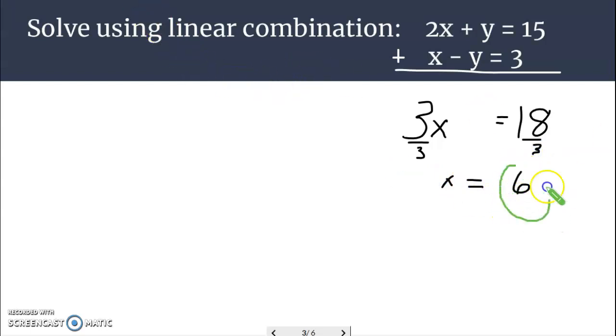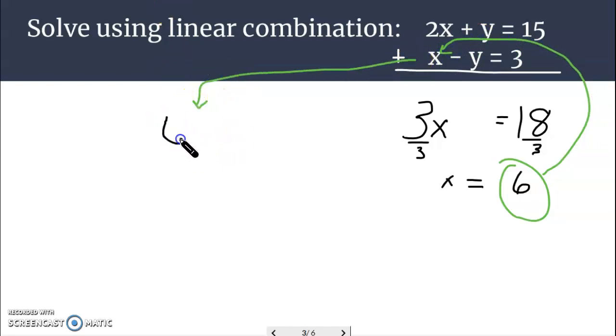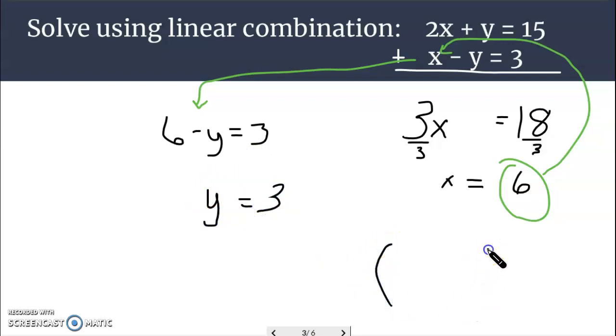Let's take that 6 and we'll substitute it in for x up here. And then let's rewrite these equations. We got 6 minus y equals 3, substituting the 6 in for x. 6 minus what number is 3? That number is 3. So our solution here, 6 comma 3, if we were to graph these two, they would intersect at this point.